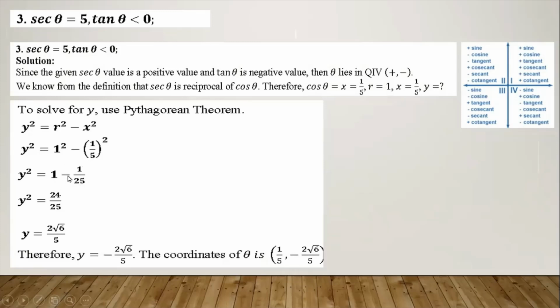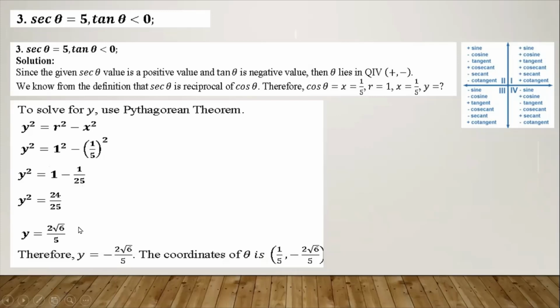Why? Since we are subtracting a fraction from a whole number, we need to convert. We need to solve first for the LCD. Yes, you can use that process, but the easier way is to simply change 1 to 25 over 25. Therefore, the numerator is 25 minus 1, we get 24. Then copy the denominator. So we get 24 over 25. After that, we take the square root of both sides in order to find the value of y alone.